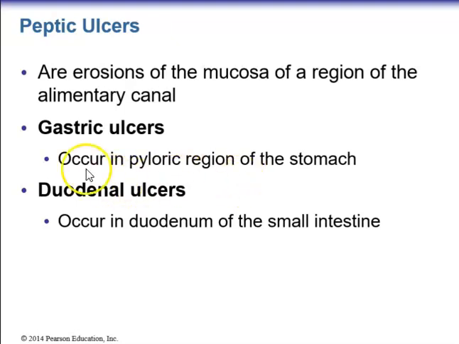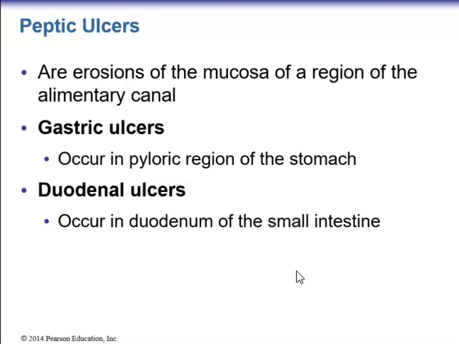And then we can have duodenal ulcers. So duodenal ulcers occur in the duodenum of the small intestine. So again, we have erosions of the linings of the walls of these structures. These are called ulcers or ulcerations. Not fun. Usually this is due to an increase in stomach acid, and it can be due to a change in diet.